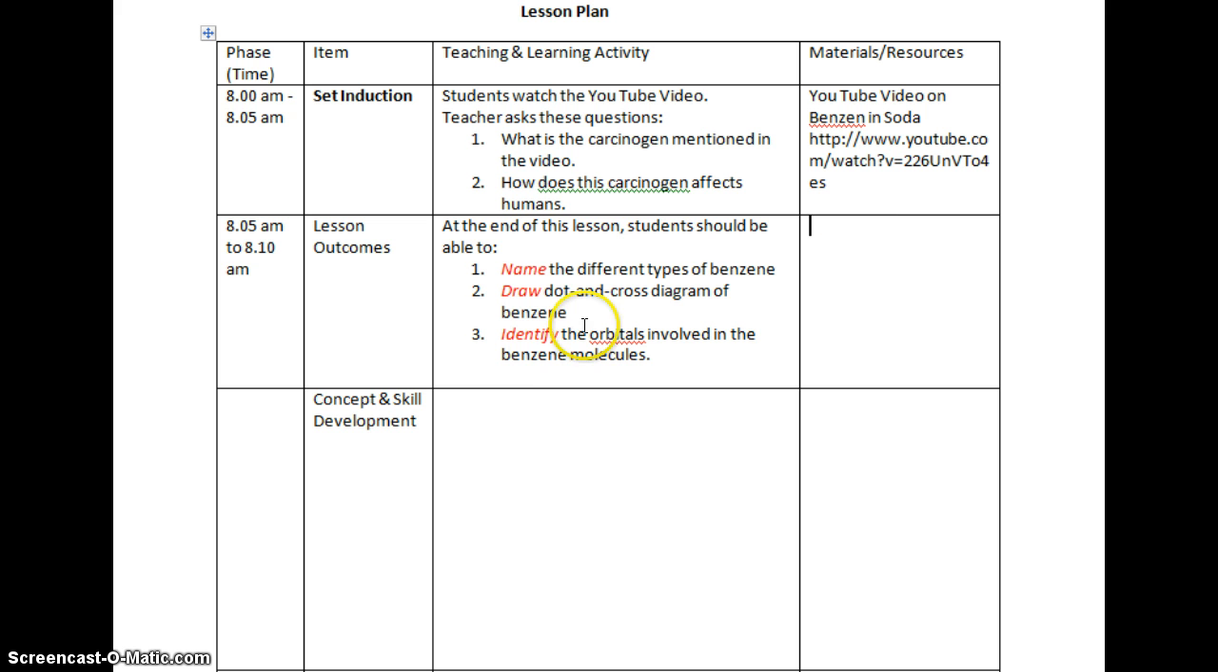Here, how do you intend to show the lesson outcome to the students? Alright, maybe you put here on the PowerPoint slide.